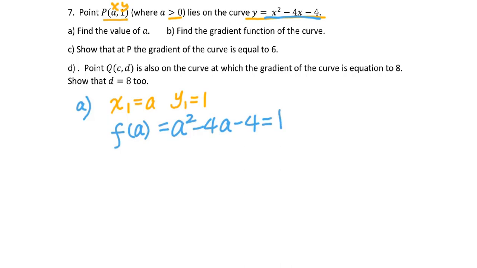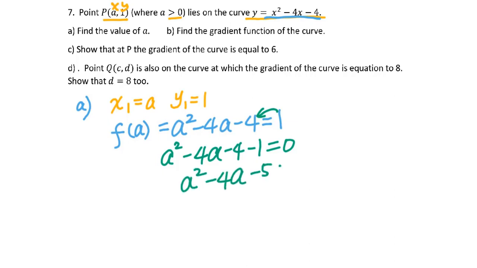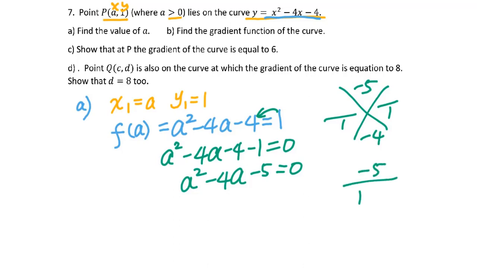This is a quadratic function. Therefore, try to get it equal to 0. Move every single term from the right side to the left side. Then remember you need to change the sign: negative 4 minus 1. So you get a squared minus 4a minus 5 equal to 0. If you do the factoring, this is 1 and 1, and negative 4. So for negative 5, you will do 1 times negative 5. Adding is negative 4, so this is your answer.